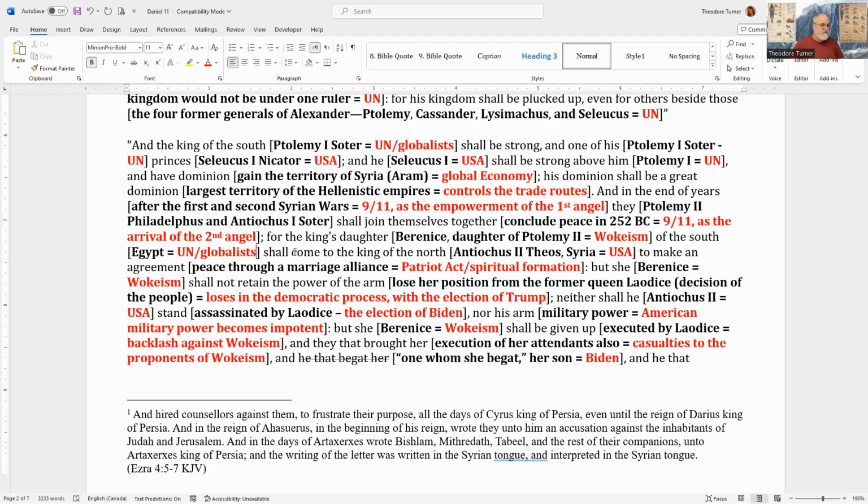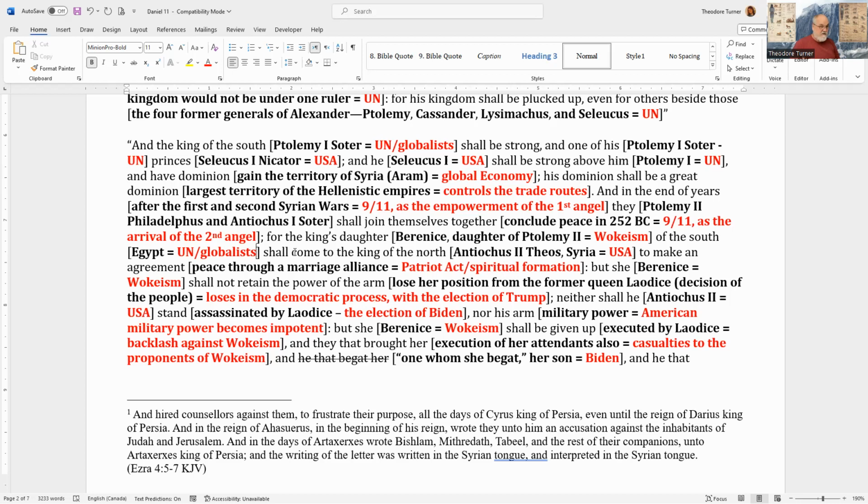Okay. So Egypt is this characteristic of atheism, right? The king of the South, this atheistic power, which moved from the Soviet Union into the UN gradually over time. But once the Soviet Union fell, the UN takes that role. Now they shall come to the king of the north, right, the USA. They make this agreement, peace through a marriage alliance. We're saying that this is the Patriot Act in the United States, spiritual formation in the Adventist Church.